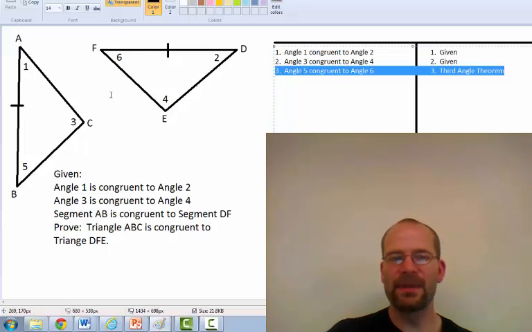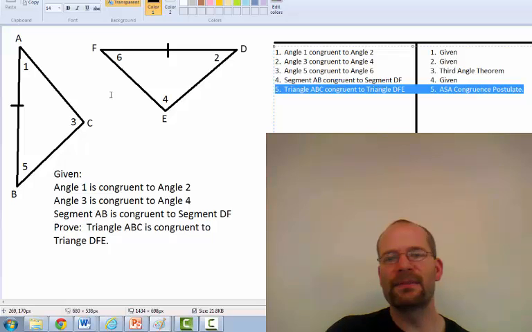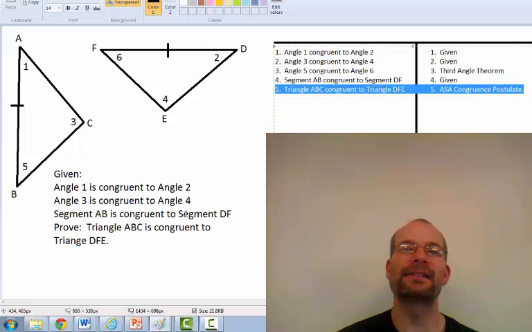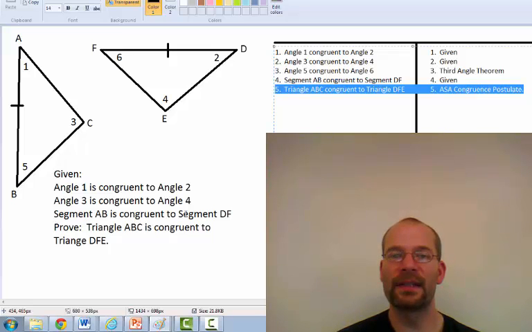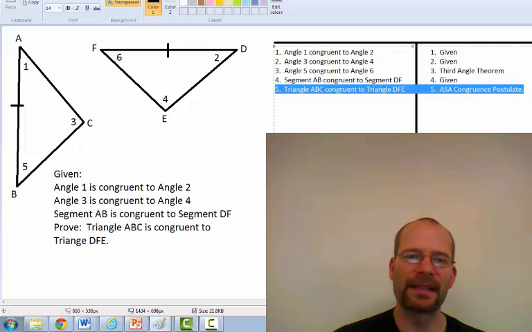All right, next let's pull in that third given. Segment AB is congruent to segment DF. And then finally, we can see that the two triangles must be congruent by the angle side angle congruence postulate. So we rely on the angle side angle congruence postulate to prove the angle side congruence theorem, and that makes sense. Remember, theorems are always shortcuts. If you forgot the theorem existed, you could always work through the proof just as we did it right here, and you'd still end up in exactly the same place.